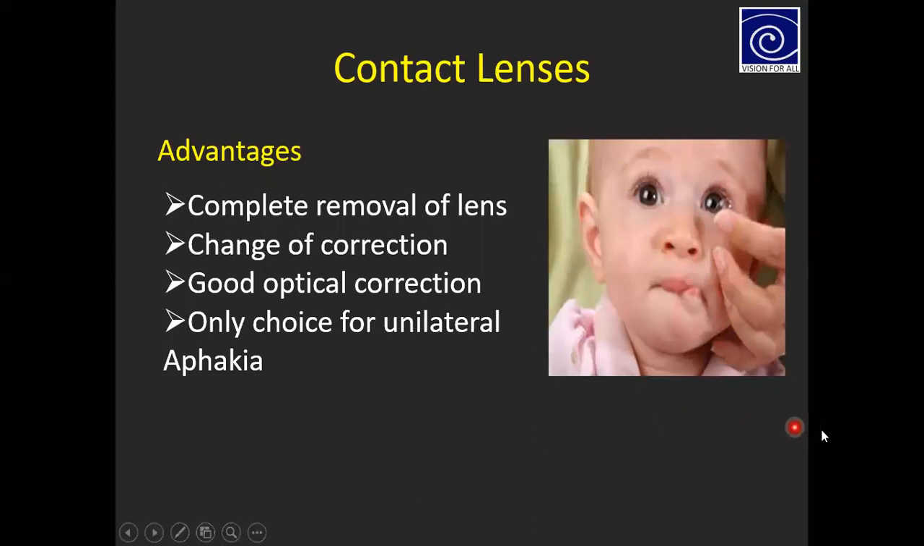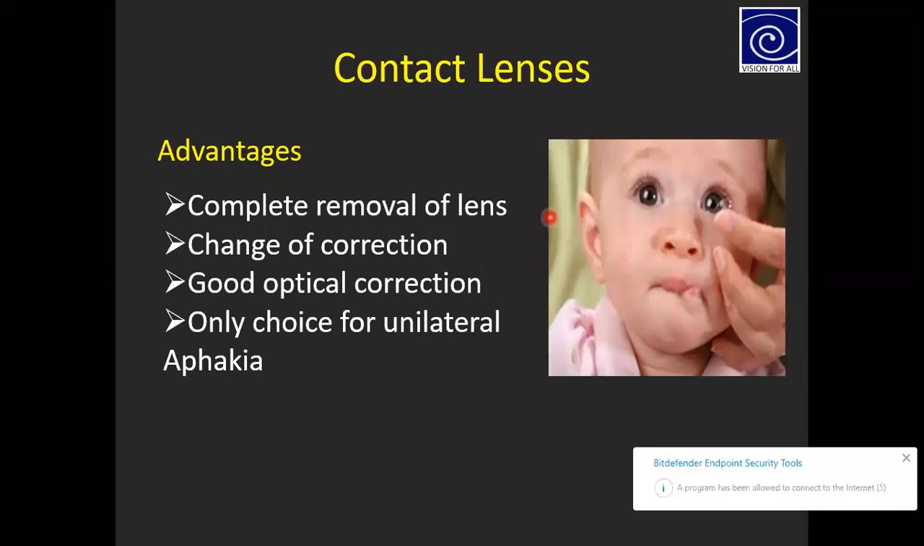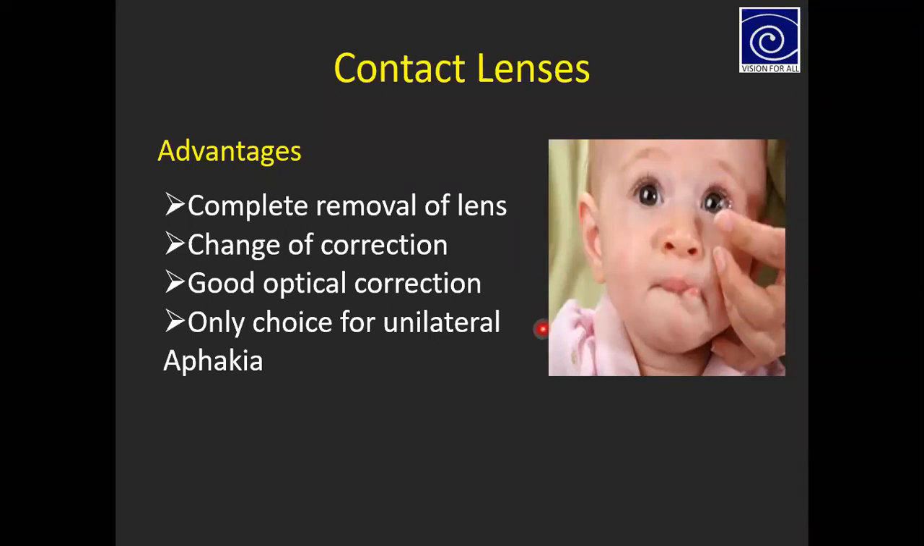So the best option in children, especially in pediatric aphakia patients, is contact lenses. The advantages are these. If the surgeon has planned to leave the child's eye aphakic, they remove the whole lens. That's why the surgery is called a lensectomy. It is not called ECCE or ICCE. They are doing a lensectomy, which means they are removing the whole lens from the eye. So there is no posterior capsule, and no chance of formation of posterior capsular opacification.